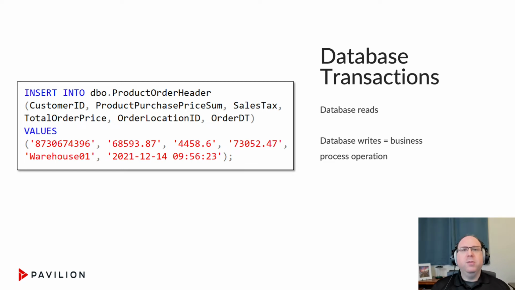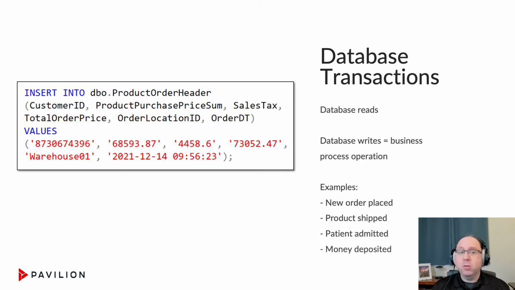But when you deal with database writes, this is the business process. This is that change to the history of that object that has to be written to disk. Well, there's a lot of examples for this. It could be a new order gets placed into your ERP system, or you've shipped a product and you want to mark the shipping number. Or a patient was admitted to the hospital and you want to keep track of them. Or money was deposited into your account. All of these are absolutely critical that you get this change to disk as fast as possible.